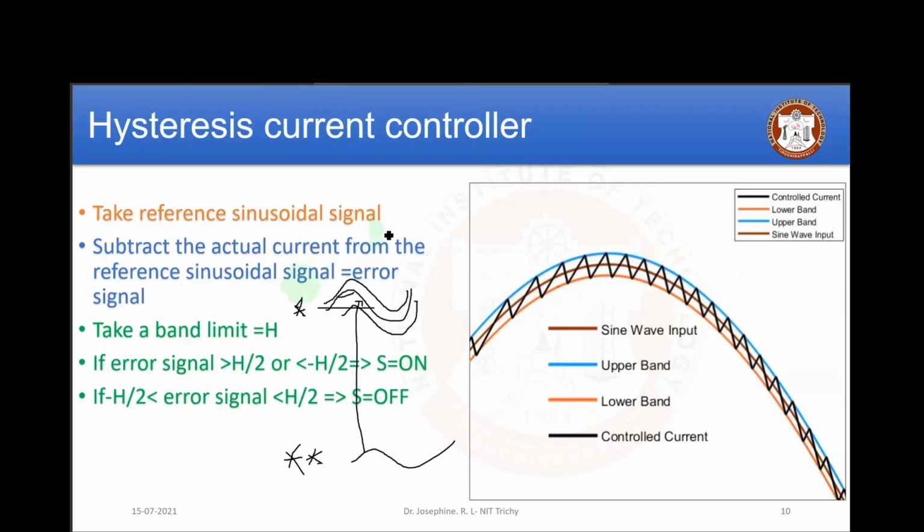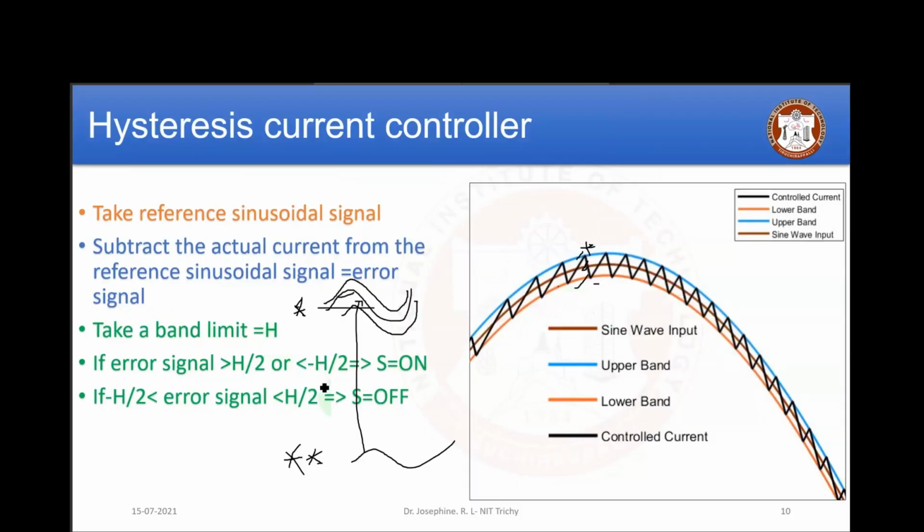If you can see, the blue line is your upper band and this red line is your lower band. And this brown color line is your actual reference. So for this one, I'm going to give a band for this. That means I will add some DC value to this and some DC value to this. Or I will add some DC value and the same amount of DC value I will subtract from the same reference. And interestingly, I have to make sure that my current is going to oscillate between these two ranges only. It is not going to vary much.